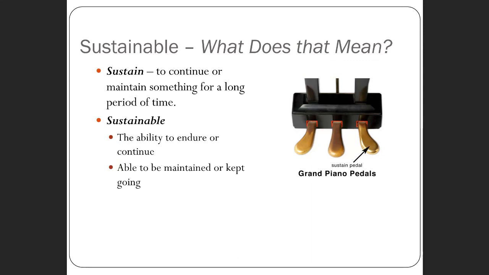So what does sustainable mean? Right, if you happen to be a piano player, you have a pedal at your feet that allows you to strike a note and have it ring out for a long time, right? So sustain means to continue or maintain something for a long period of time. Sustainable means the ability to endure or continue, right? To be able to be maintained or kept going, right?